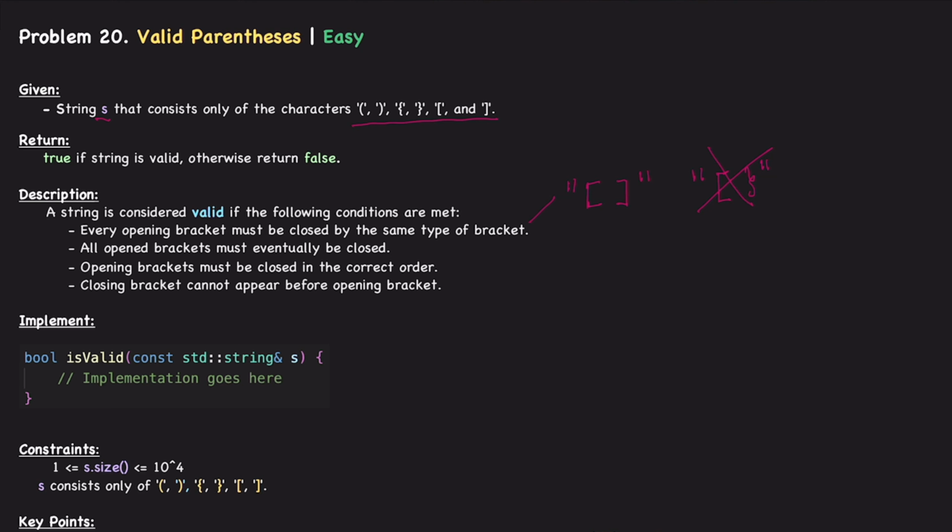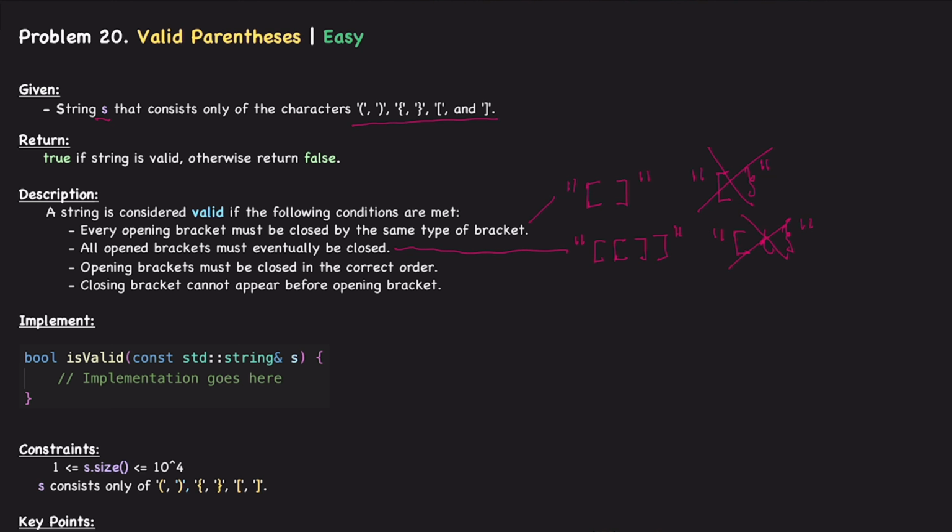The next rule says that all opened brackets must be eventually closed. For that rule, a valid string would be something like open bracket, open bracket, close bracket, close bracket. So all open brackets are closed. An invalid string would be something like open bracket, open bracket, close bracket, and there is a missing close bracket for the first square bracket. So this is invalid.